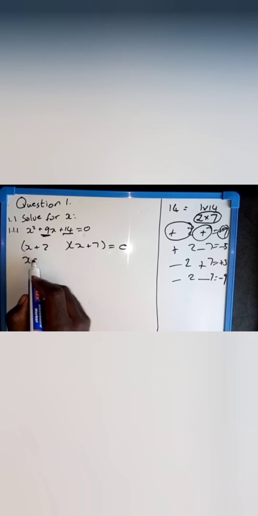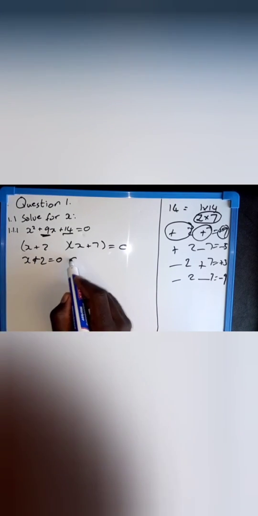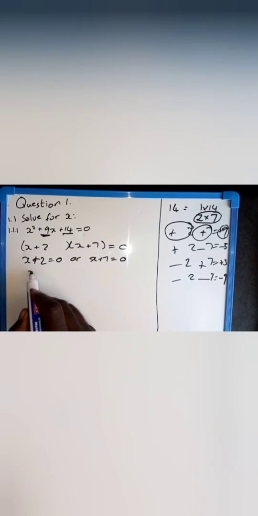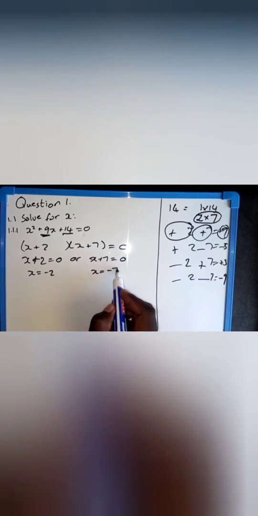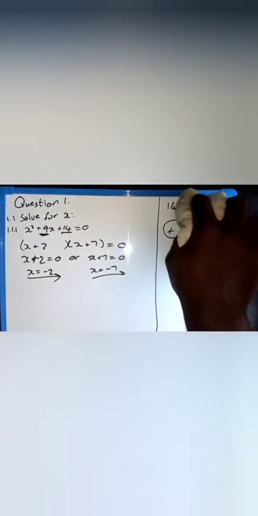So x plus 2 is equal to 0, or x plus 7 is equal to 0. So x is equal to negative 2, or x is equal to negative 7. These here are your solutions. That's what you get, and that's how you solve it. Pretty easy. Alright, now that we're done with that one, we'll go on to question 1.1.2.